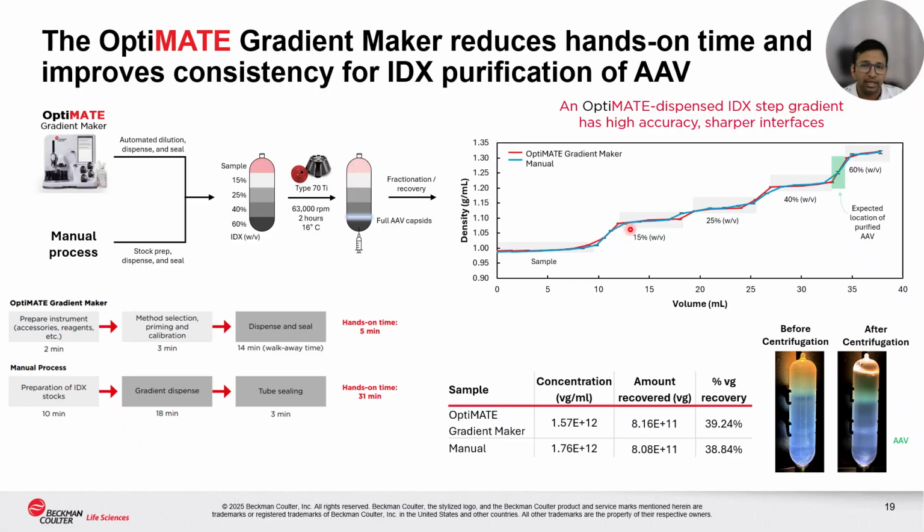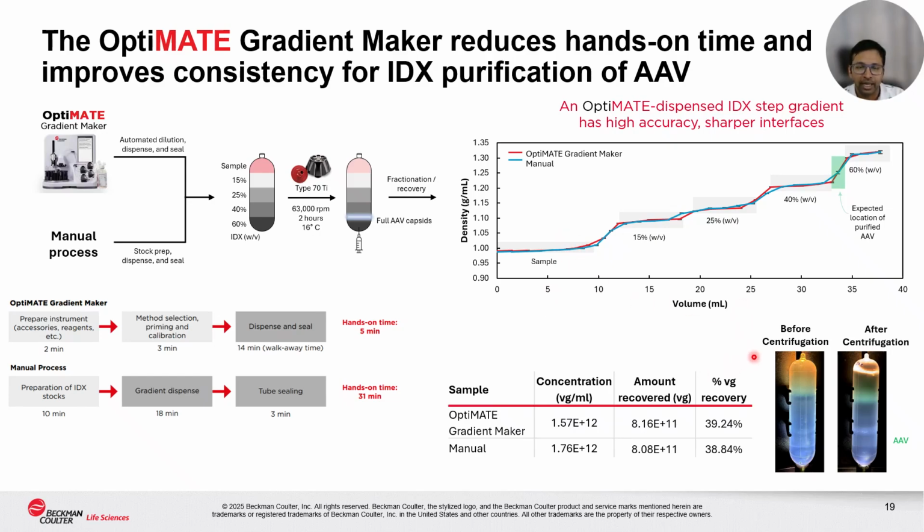I wish I'd made more errors here, but you could make something of sharper interfaces coming out of the OptiMATE dispense gradient, whereas the manual dispense is a little more diffuse. Overall, though, the step gradient looks like a step gradient, the way it is meant to be.